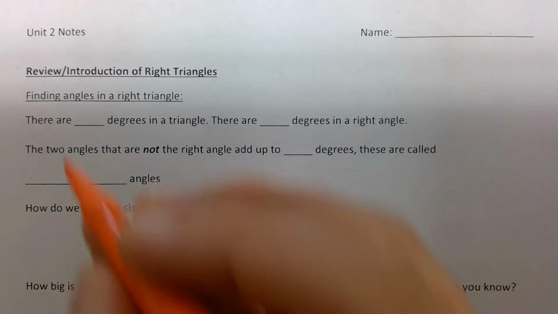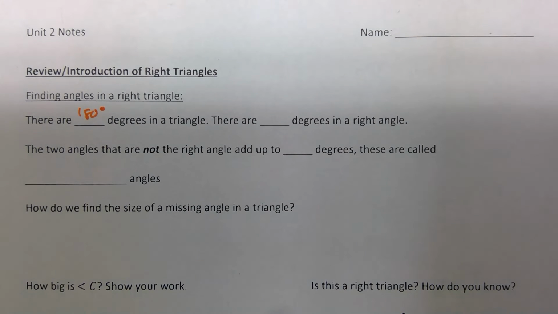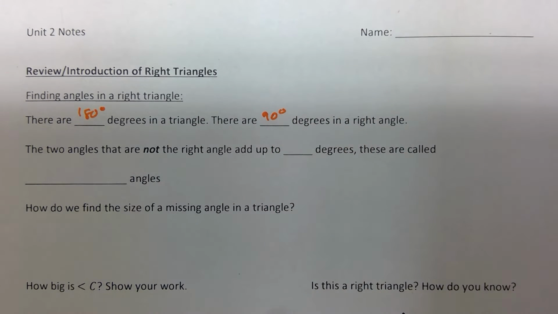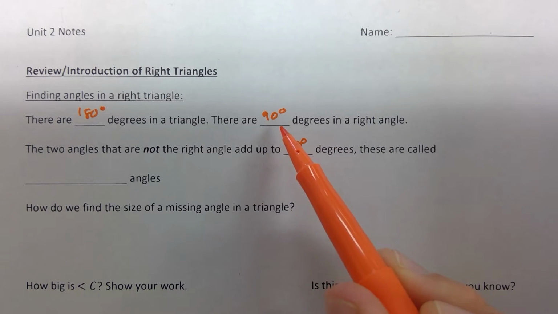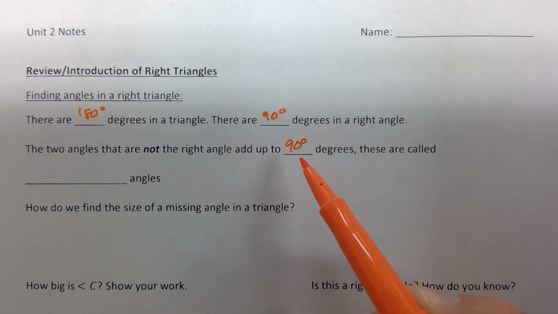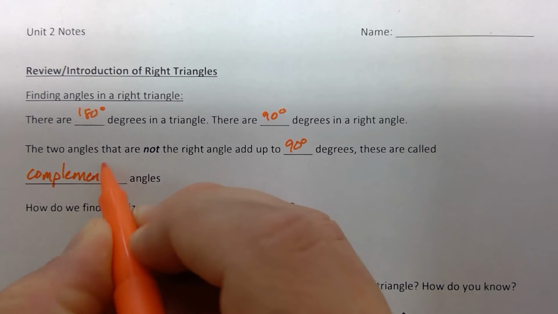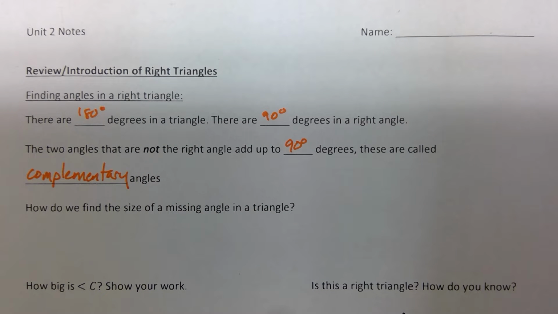There are 180 degrees in a triangle, and there are 90 degrees in a right angle. The two angles that are not the right angle will add up to 90 degrees. So if we have a right angle of 90 degrees, the other two angles are going to be 90 degrees together, and we call those complementary angles. That means two angles that add up to 90 degrees.